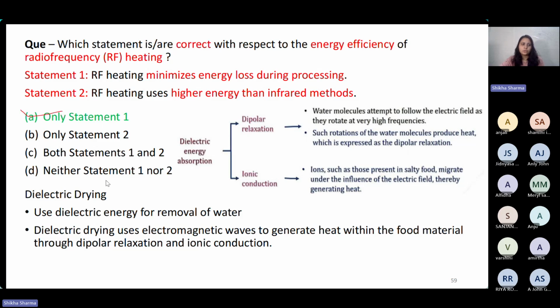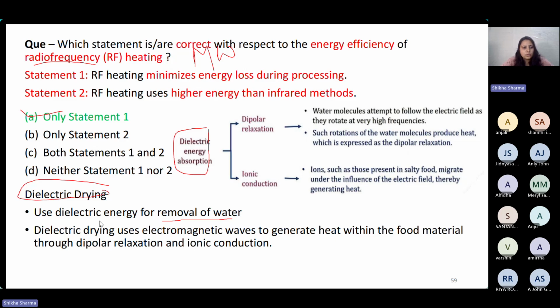So dielectric heating, the methods based on dielectric heating or dielectric energy consumption, are basically two. One is radio frequency, another is microwave, which we'll discuss after this.